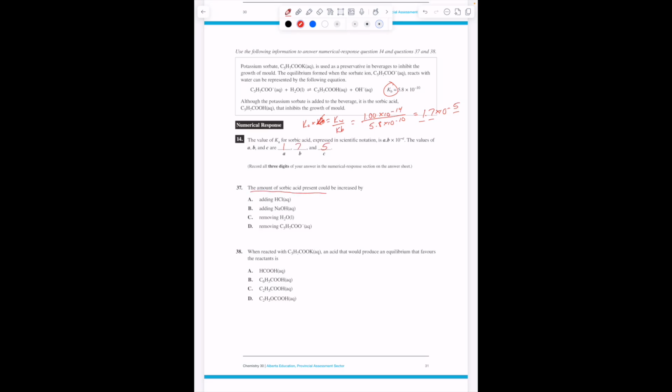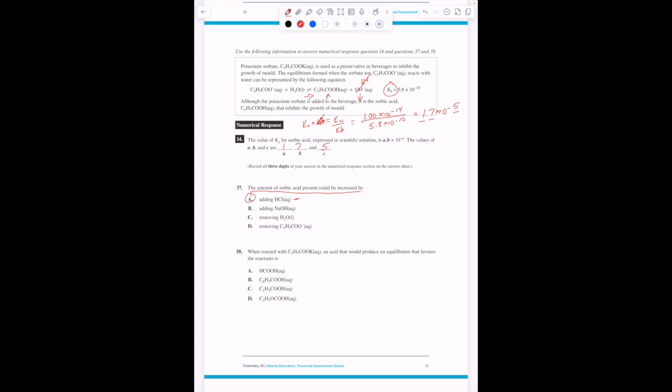The amount of sorbic acid present could be increased by. So sorbic acid is this guy. Yeah. All right. Well, if I added HCl, what I'm adding is H positives, right? Acids. So H positives, OH negatives kill each other, neutralize each other, so that goes down. So that would shift to replace, and that would go up. So that would make sorbic acid go up. So the answer should be A.